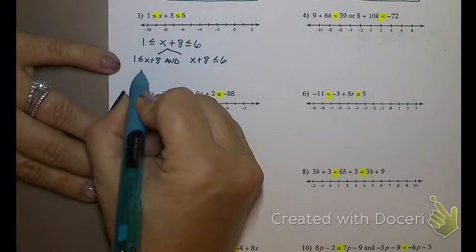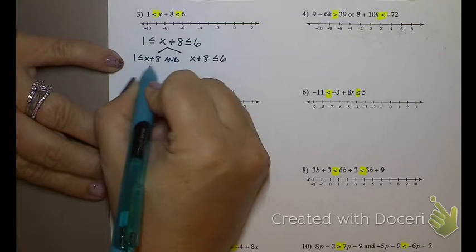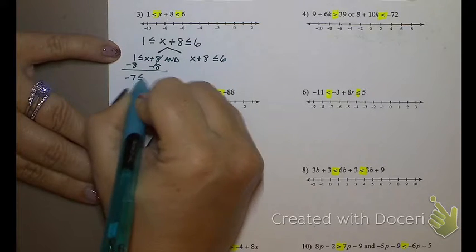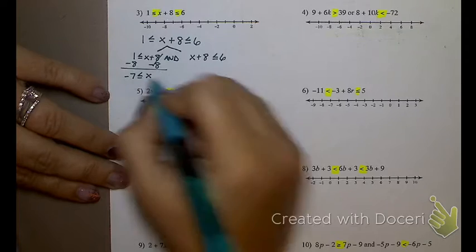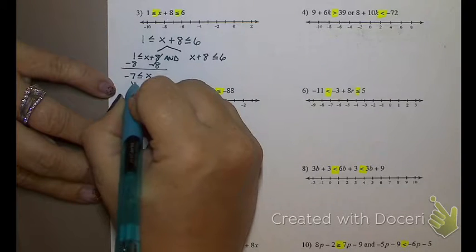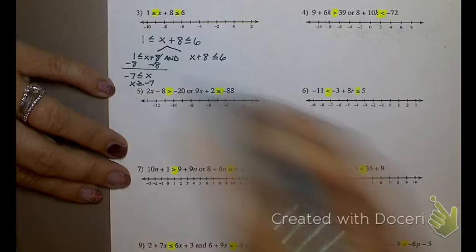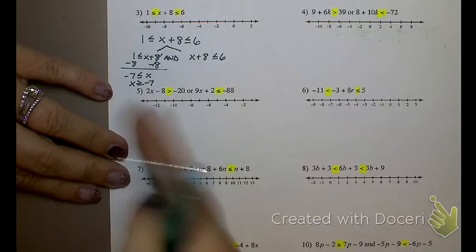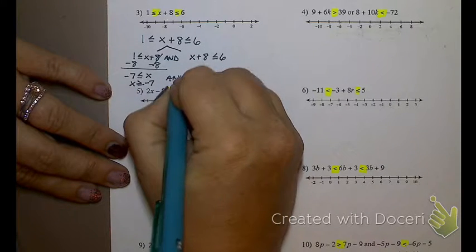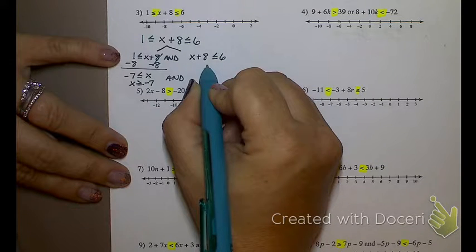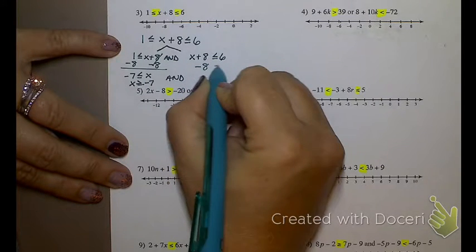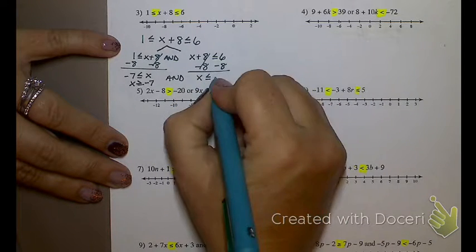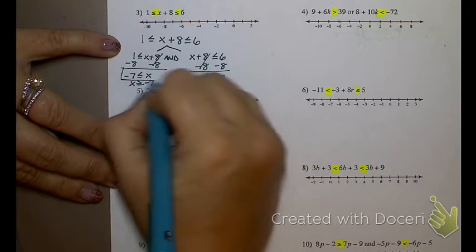So what do I do over here to solve this? Subtract 8. That gives me negative 7 is less than or equal to x. Can I write that better? Can I say x is greater than or equal to negative 7? Just for graphing, that might be a little bit easier, right? Because if you flip it, you have to flip the sign also. And what do I have to do over here? Subtract 8. So x is less than or equal to, what's 6 minus 8? Negative 2. So here's my answer part.